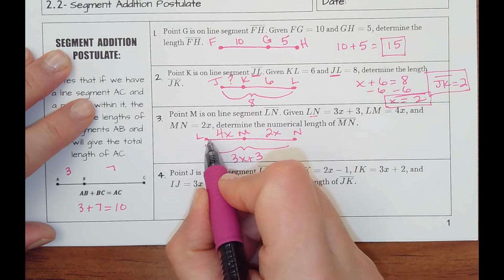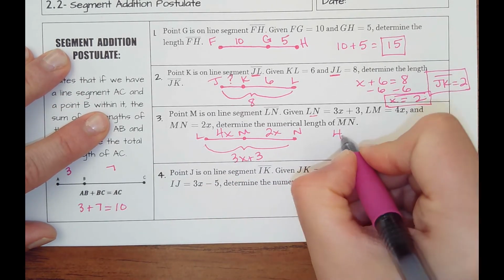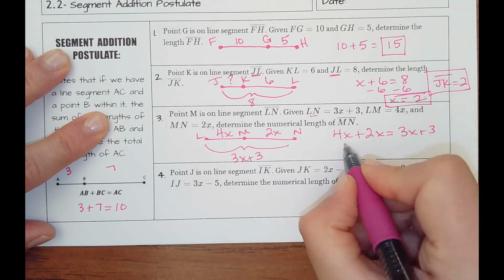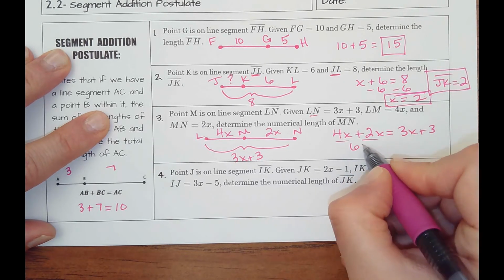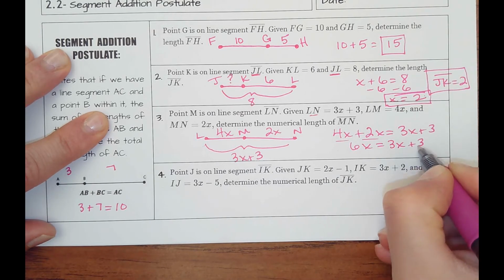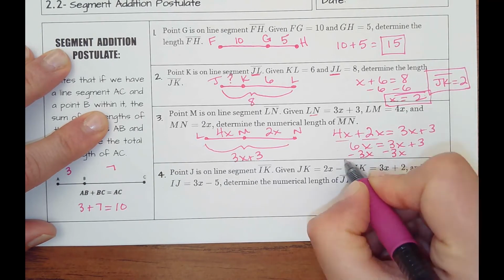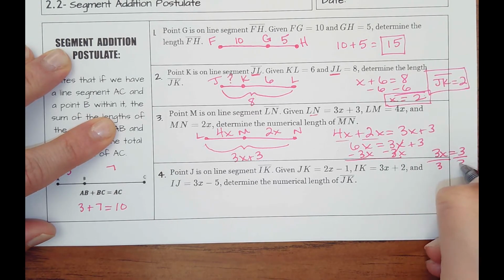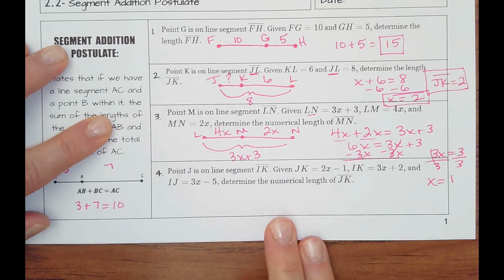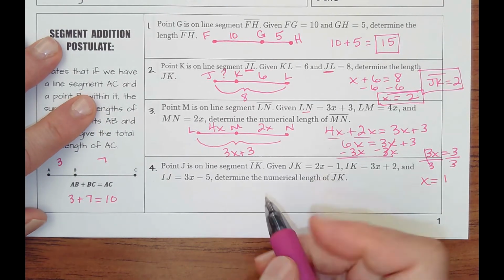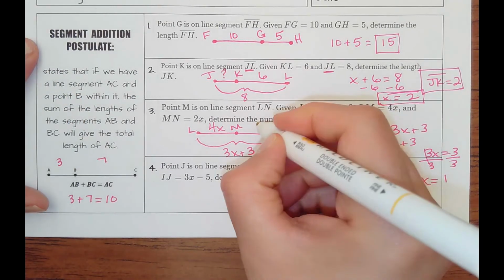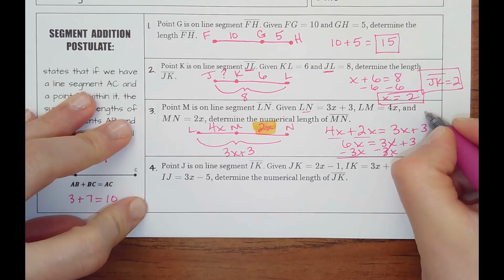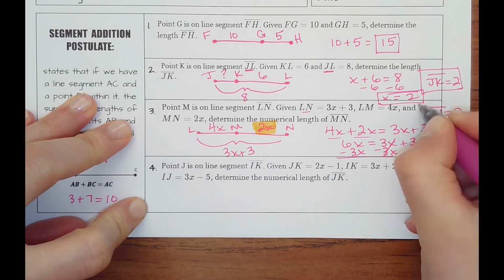To set this up, we would say this part plus this part, 4x plus 2x, should equal the total, 3x plus 3. Solve for x. We would combine our like terms: 4x plus 2x is 6x. I'm going to subtract 3x over here because I have to have something on this side. That would give me 3x equals 3. Divide by 3. X would be 1. But I can't stop there because it wanted an actual length. It wanted the length of MN, which is taking 2 times the x value I just found. So 2 times 1 would be 2. So MN, that length is 2.